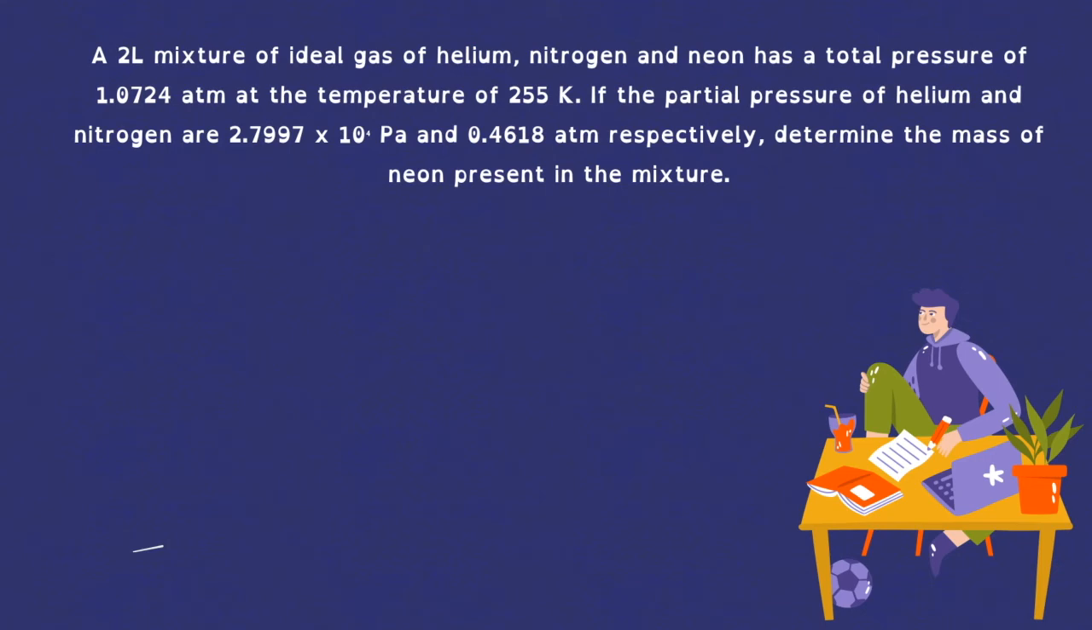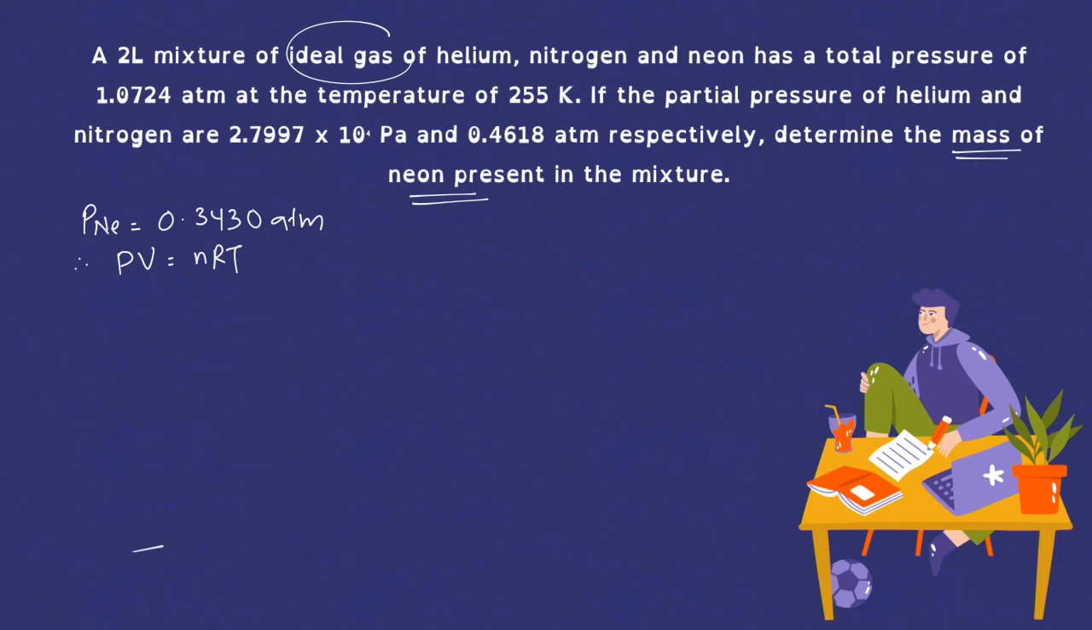So from the previous calculation, we know that the partial pressure for neon is actually equivalent to 0.3430 atm. And you were asked to calculate the mass of neon, right? So in order for you to get the mass of neon, you need to know what is the number of mole. So in order for you to get the number of mole, you need to use the ideal gas law. So PV = nRT, because it's an ideal gas.